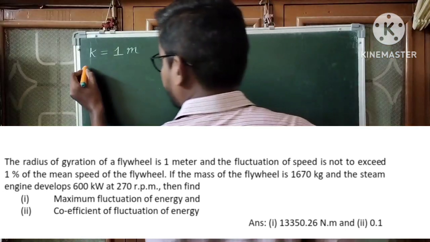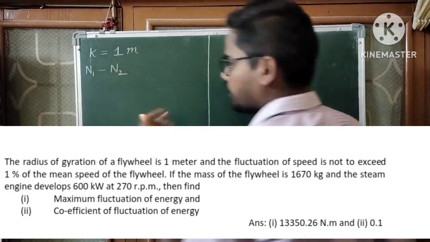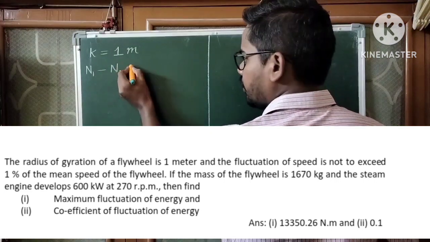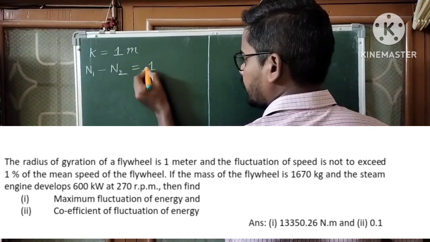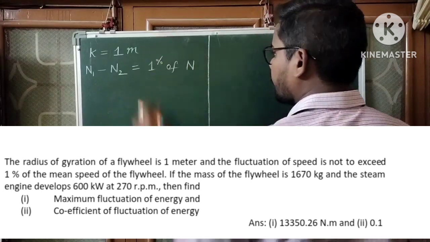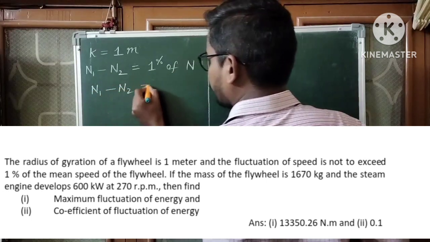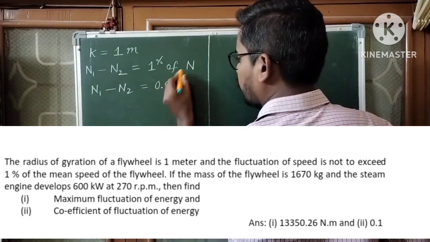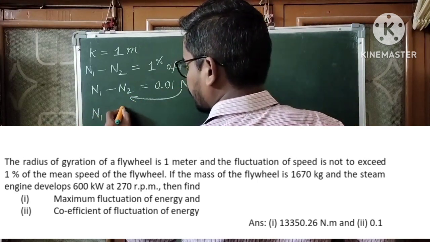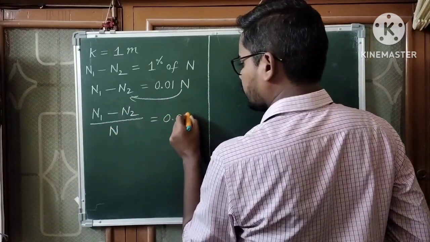So fluctuation of speed means the difference between N1 and N2. Here N1 means maximum speed, N2 means minimum speed. So fluctuation of speed not to exceed 1% of mean speed. Mean speed denoted by capital N. So now N1 minus N2 is equal to 1%, means 0.01, of means multiplication, N. Now transpose: N1 minus N2 by capital N is equal to 0.01.